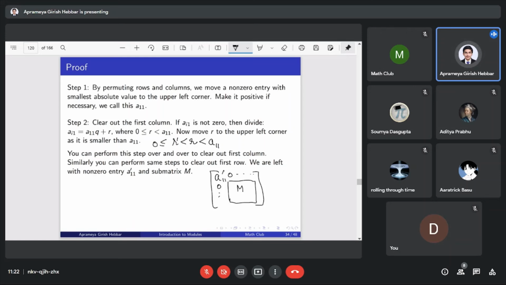Now, our next step involves checking if each element in M is divisible by a11'. So why do we check this? It is because we need the divisibility relation d1 divides d2 divides up to dk. So if all the elements in M are divisible by a11', you can perform step 1 and step 2 to M. Otherwise, what would we do?